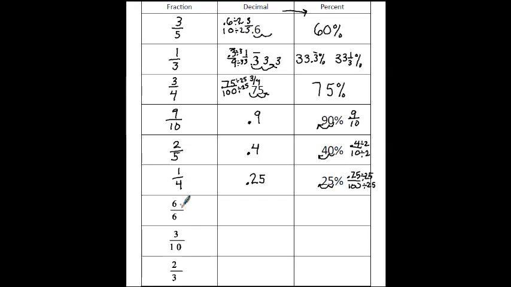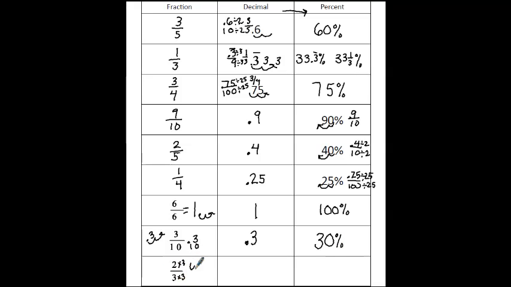Now 6 divided by 6 is equal to 1 whole. So 1 is our decimal, and I can also write that as 1.00, or I can move that 2 places to the right to get 100%. So if I have 1 whole circle shaded in, it's 100%. So 3/10, I'm going to put a 3 in the tenths place. And for a percent, I'm going to move that decimal 2 places to the right to get my percent.